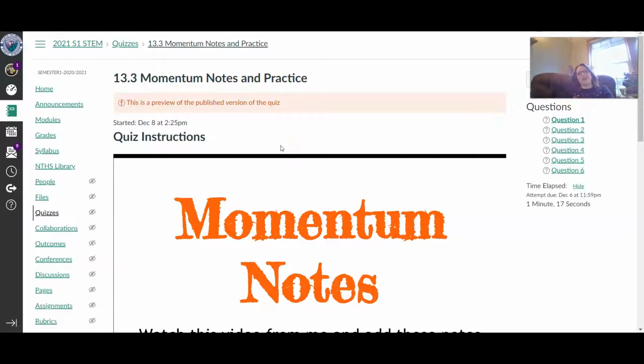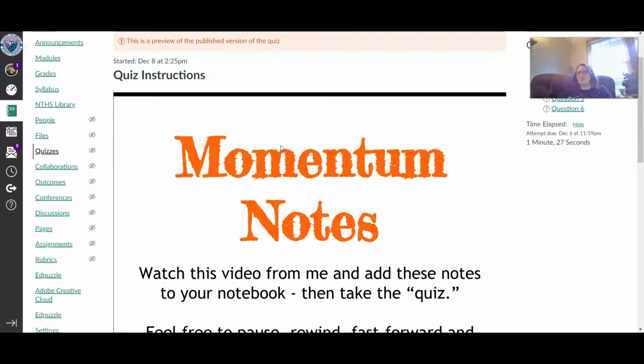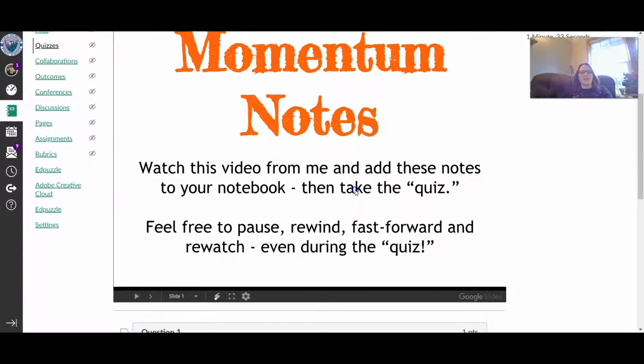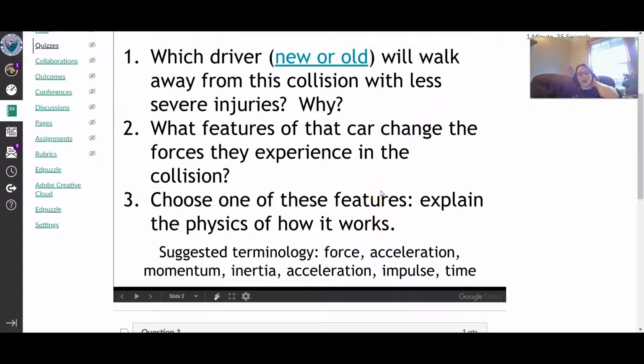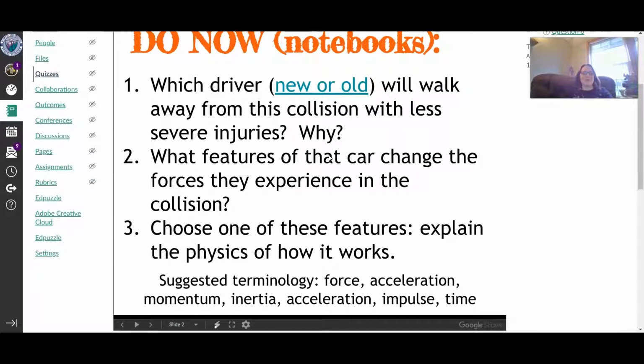We need a lot of time to practice the math skills that we use in our class, and we simply don't have it synchronously together. So in this assignment, it says it's a quiz. It really is an assignment, so it's not going to destroy your grade. It's for practice's sake. The idea here is that it gives you some notes about momentum and how to calculate it. These are the notes we would have done in class if we were able to be together.